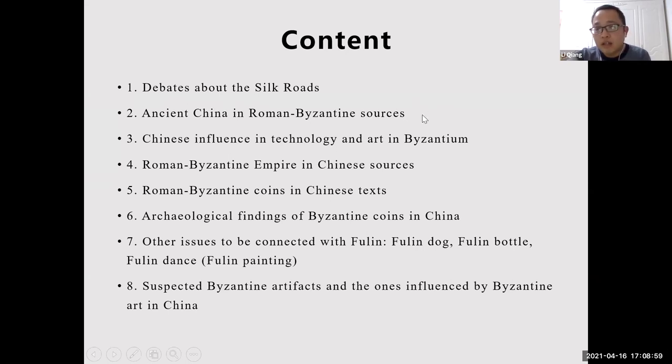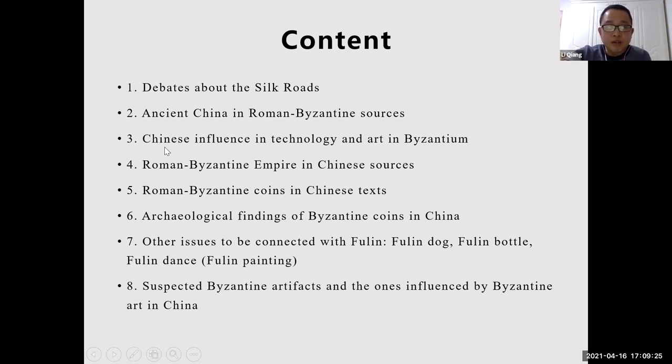Since we have students, I thought they might not be familiar with the sources regarding ancient China in the Roman Byzantine sources. So I will mention a little about that, but not in detail. And then also Chinese influence in Byzantium, how we could find it through the archaeological evidence and some aspects.